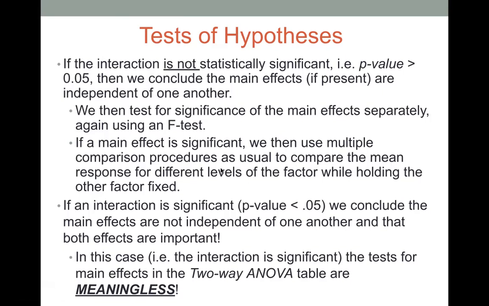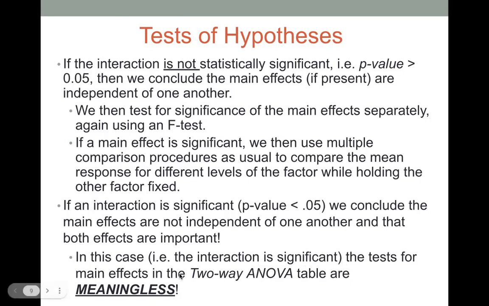So if, for instance, age is significant when you examine the main effects separately, then you can check the different levels. Use multiple comparison procedures to compare the mean across different levels, maybe low, medium, and high age. If an interaction is significant, the p-value is less than 0.05, then we conclude that the main effects are not independent of one another, and both effects are important. In this case, the interaction is significant.